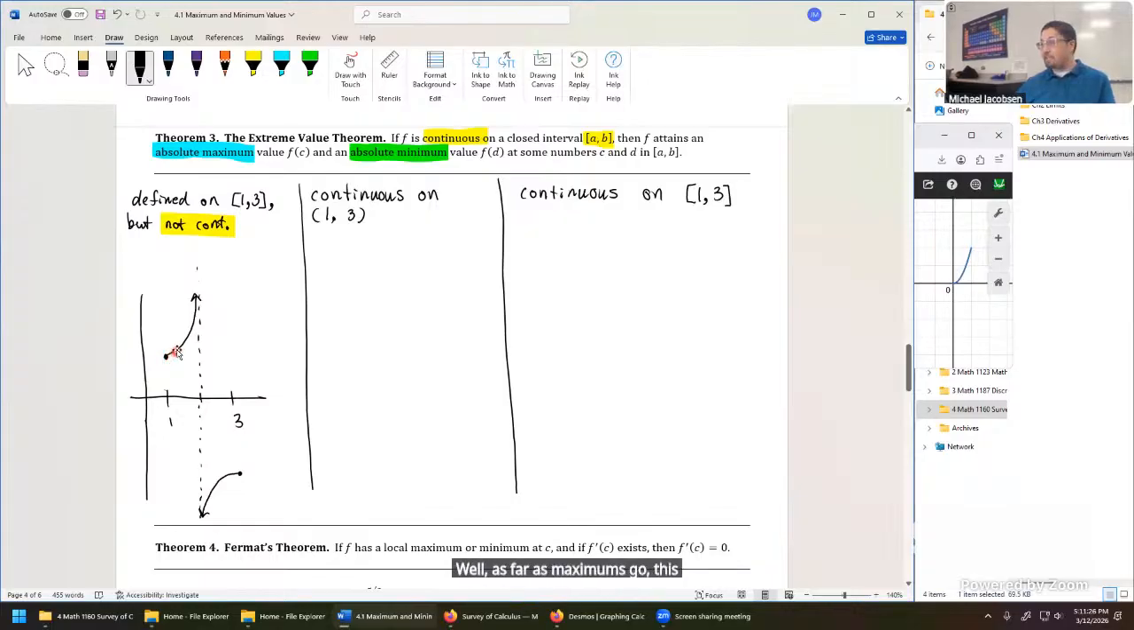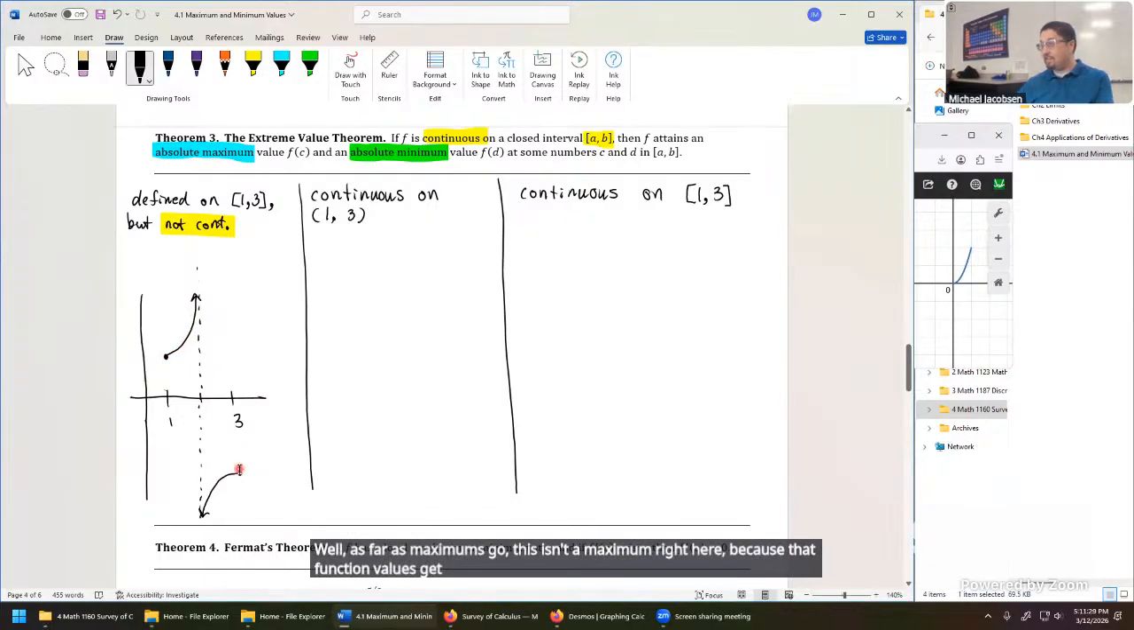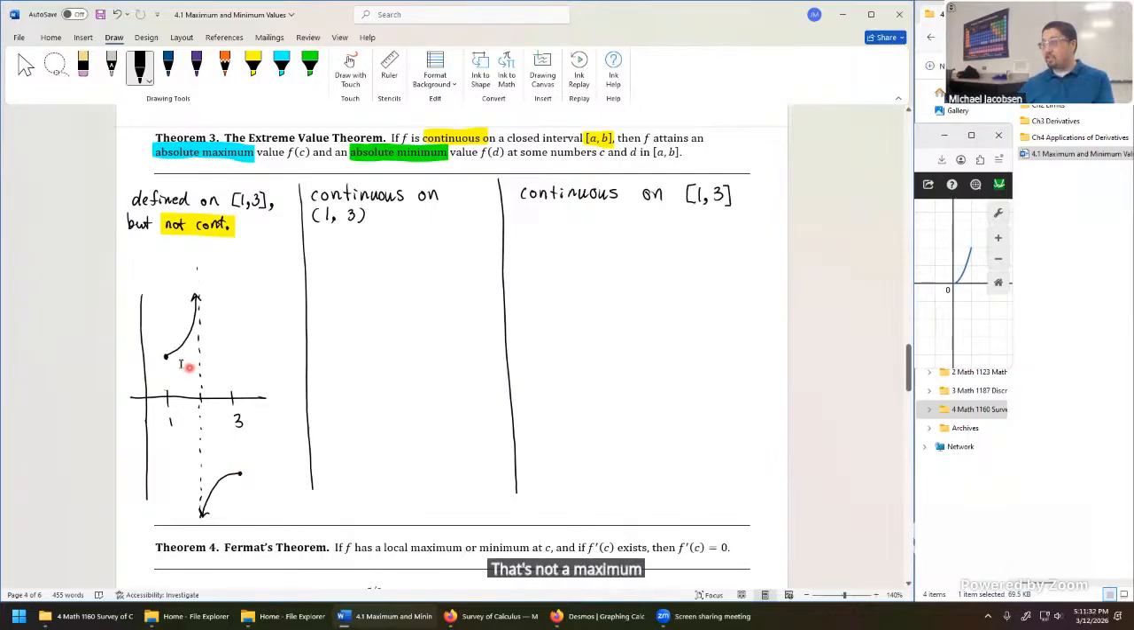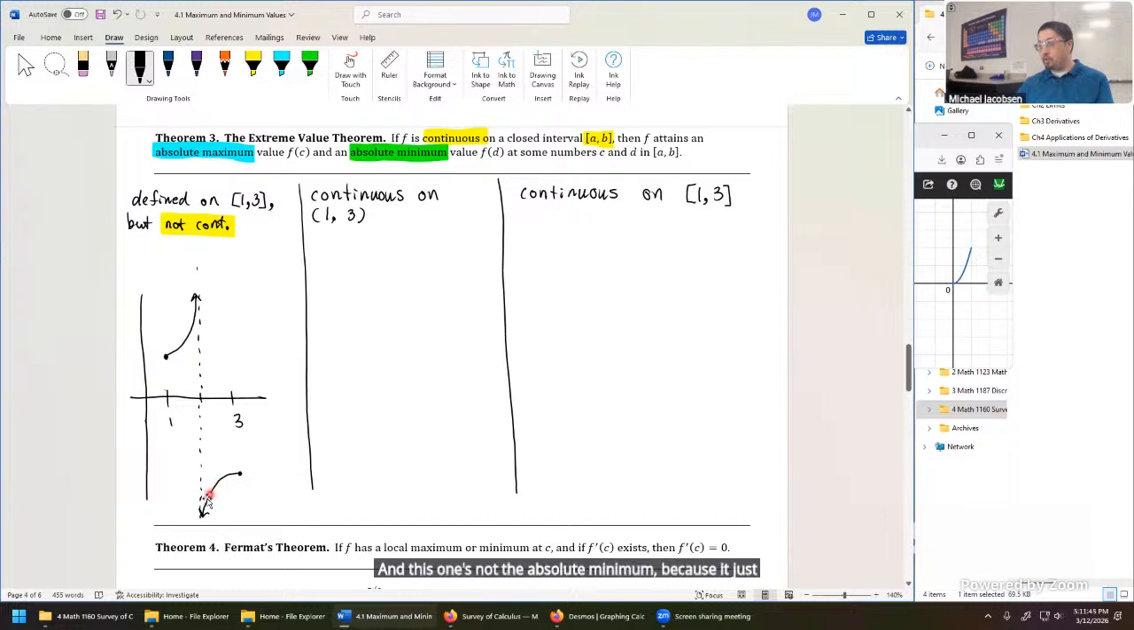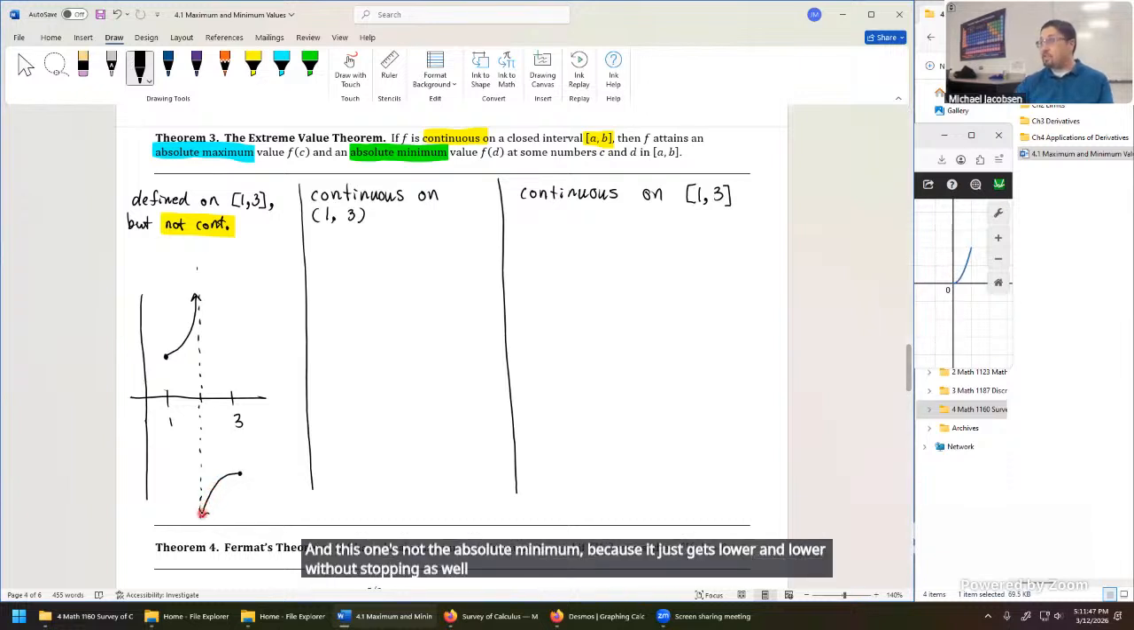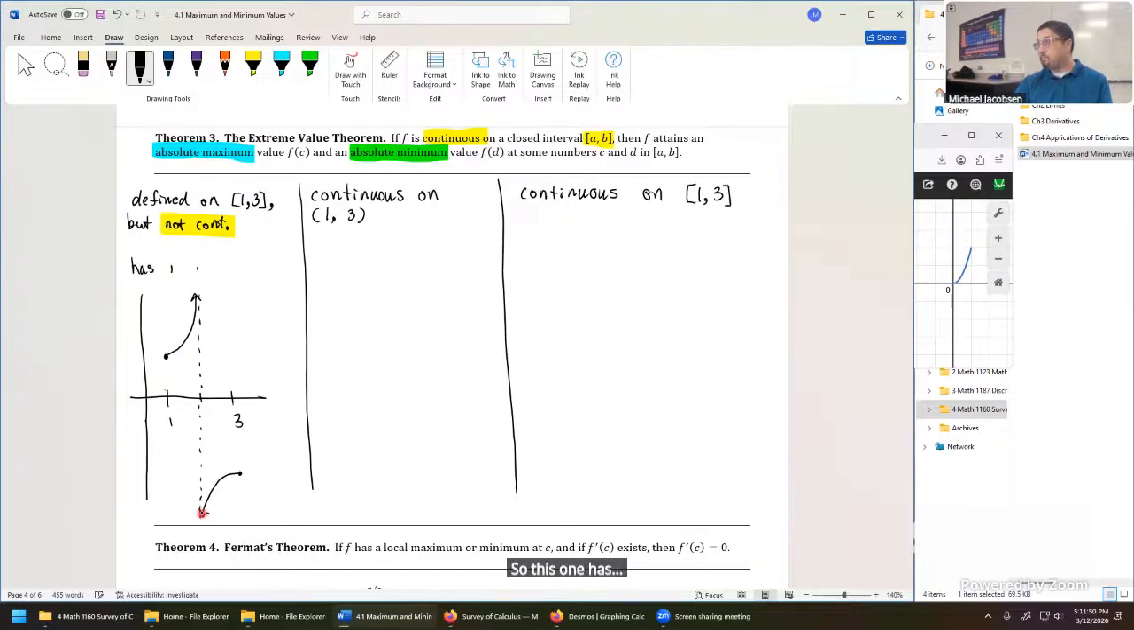If this is the function we're looking at, well, as far as maximums go, this isn't a maximum right here because the function values get higher and higher and higher. That's not a maximum because, again, there's higher function values here. The same issues apply to the minimum. There's no minimum here whatsoever because that function value is even lower. And this one's not the absolute minimum because it just gets lower and lower without stopping as well. So this one has no absolute max, nor absolute minimum.